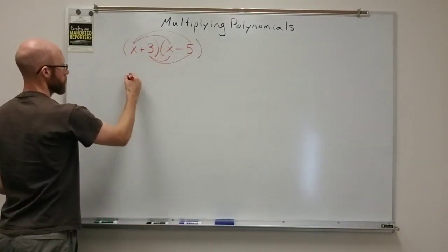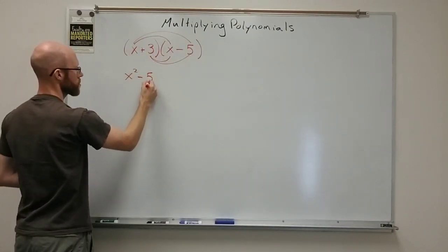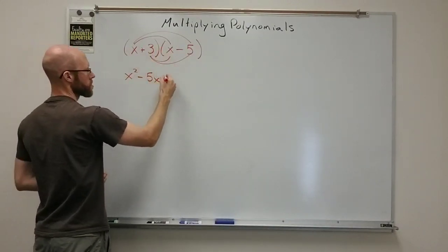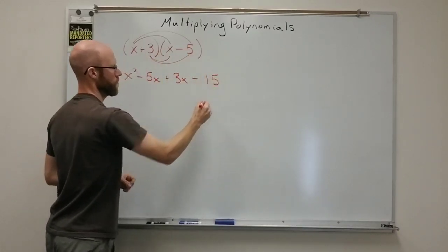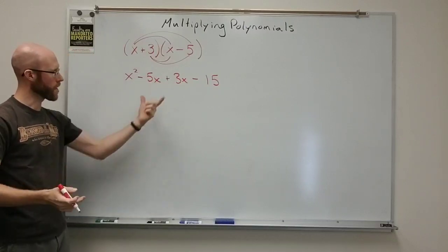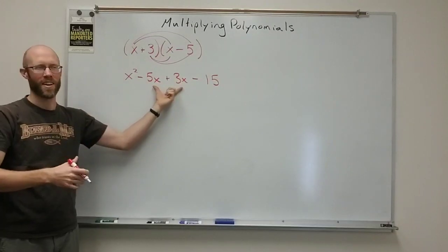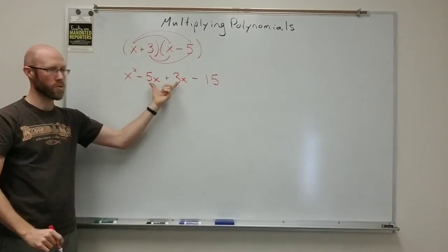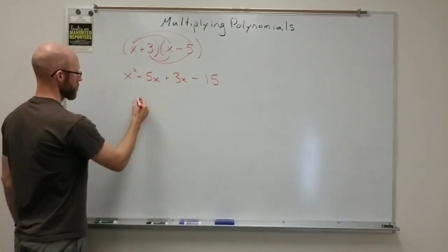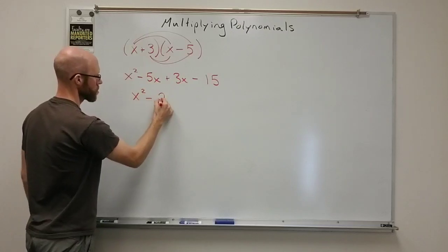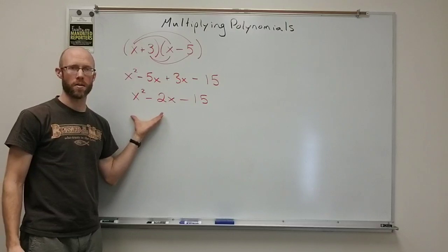X times x is x squared. X times minus 5 is minus 5x. 3 times x is 3x. 3 times the minus 5 is minus 15. And then, of course, if there are like terms, you add those together. So -5x and +3x add up to -2x. So we get x squared minus 2x minus 15, and so this is the final polynomial.